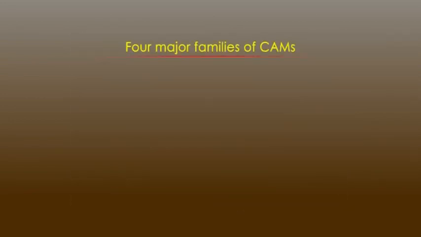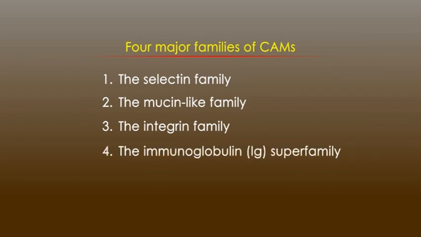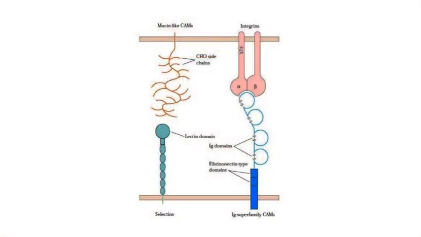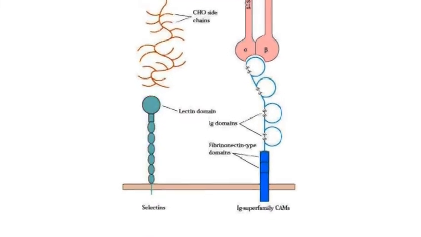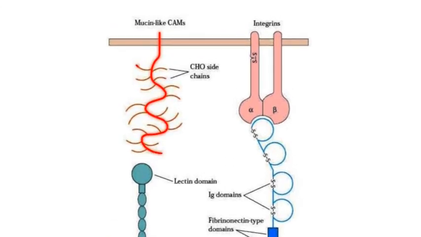There are four major families of CAMs. They are the selectin family, the mucin-like family, the integrin family, and the immunoglobulin superfamily. The selectin family of membrane glycoproteins has a distal lectin-like domain which binds with carbohydrate moieties. Selectin interacts primarily with sialylated carbohydrate moieties present on mucin-like molecules.